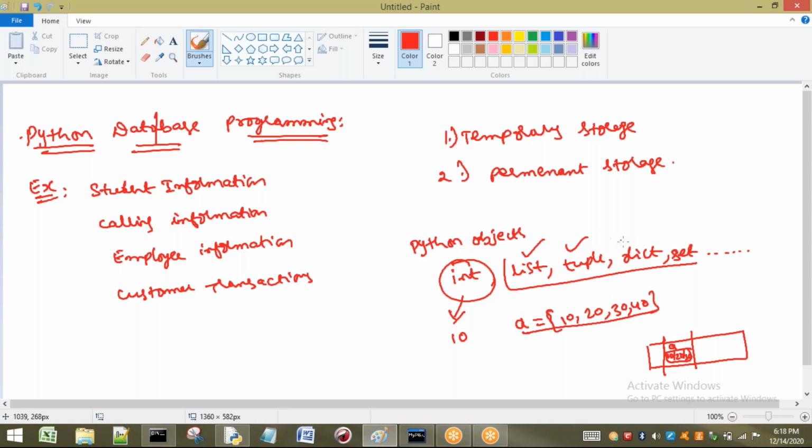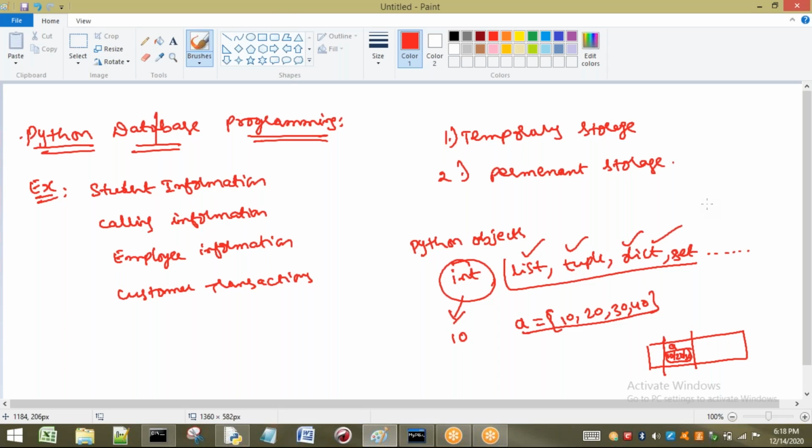This list, tuple, dictionary, set, all these data types or data objects can be considered as temporary storage. Those are going to be available only as long as the program is there in your memory. If the program is not present or is closed, then automatically those are going to be deleted from your memory. So I can call this a temporary storage.